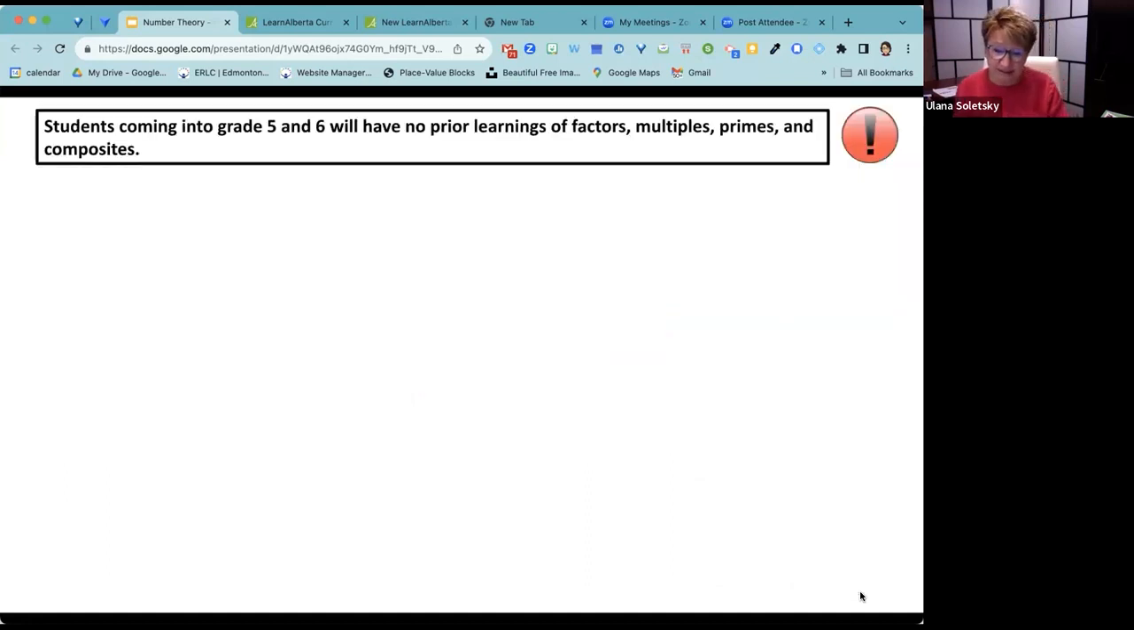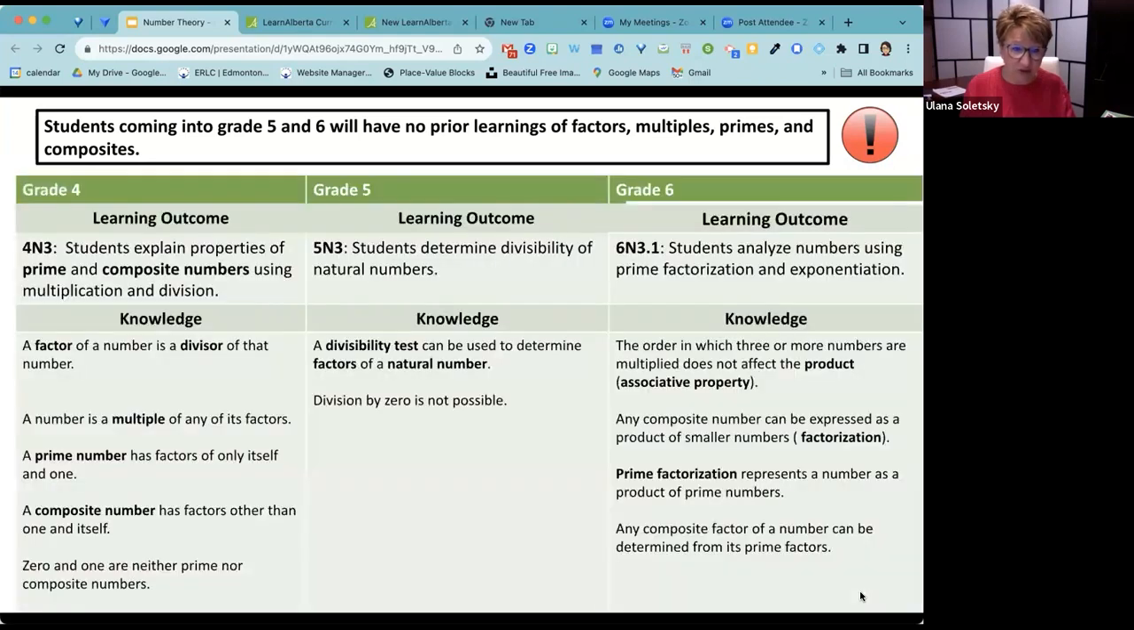Students that are this year in grade 5 or 6 will have no prior learning of factors, multiples, primes, and composites. So those of you who are teaching grade 5 and 6 this year, you need to know that they have missed that from the grade 4 outcomes. They didn't have that last year in the old grade 4. So this is something that is new for them, and you will need to go through it.